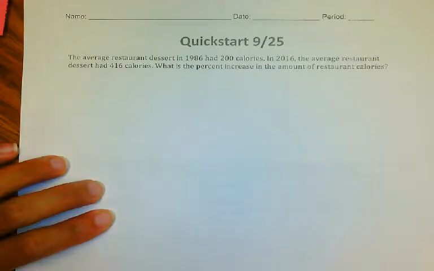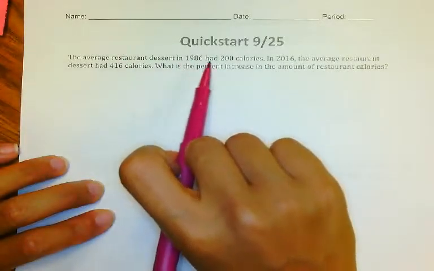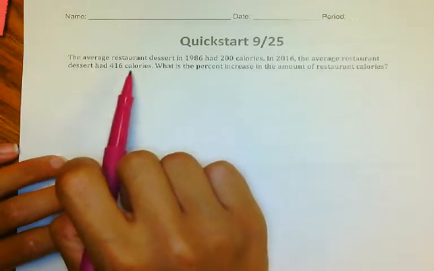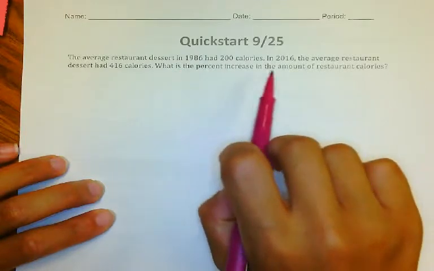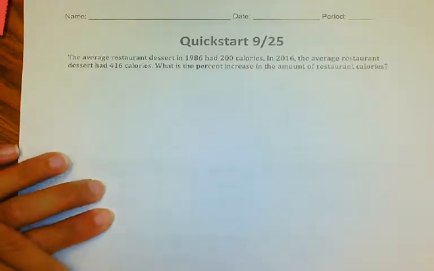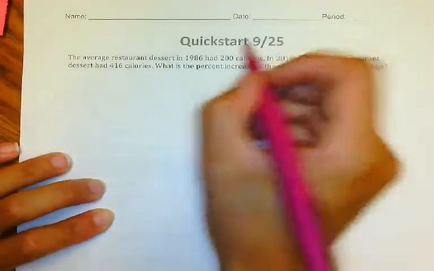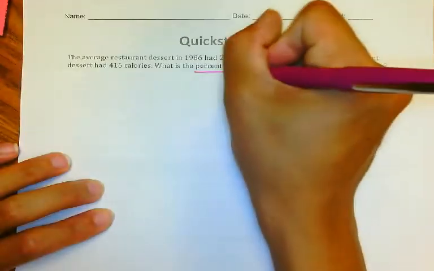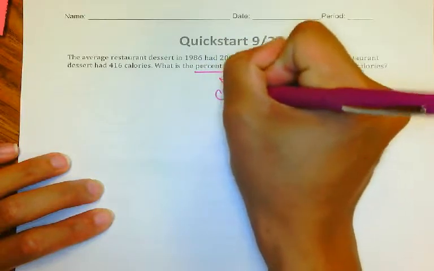Okay? The average restaurant dessert in 1986 had 200 calories. In 2016, the average restaurant dessert had 416 calories. What is the percent increase in the amount of restaurant calories? So hopefully you found your keywords. Hopefully one of your keywords was percent increase. Whenever we find percent increase, hopefully you realize that we're going to do percent of change.